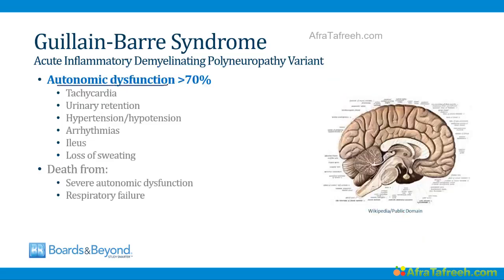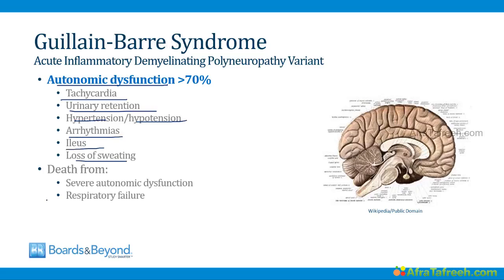Autonomic dysfunction is also very common in Guillain-Barré syndrome. This can present in a number of different ways related to the sympathetic and parasympathetic nervous system. Patients are often tachycardic, and they can have either hyper or hypotension. Urinary retention is very common. Many patients have difficulty urinating when they have Guillain-Barré syndrome. Arrhythmias can occur, ileus of the bowel can occur, and loss of sweat can also occur.